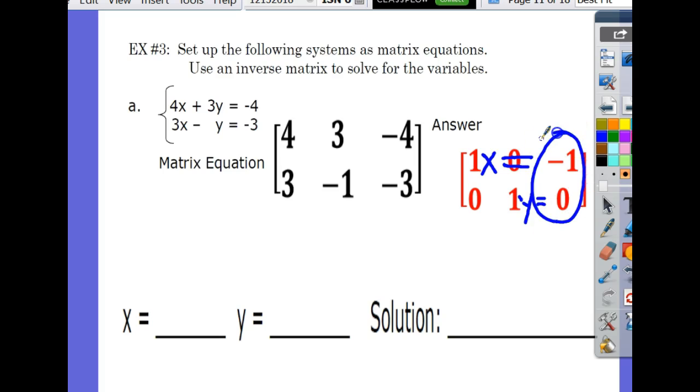This is your answer column. This is your X and this is your Y. The last column here, if this is all ones and zeros, this is your answer column right here. And so that would be -1, 0 for your solution. The last column is your answer column. These ones and zeros mean that things eliminated out.